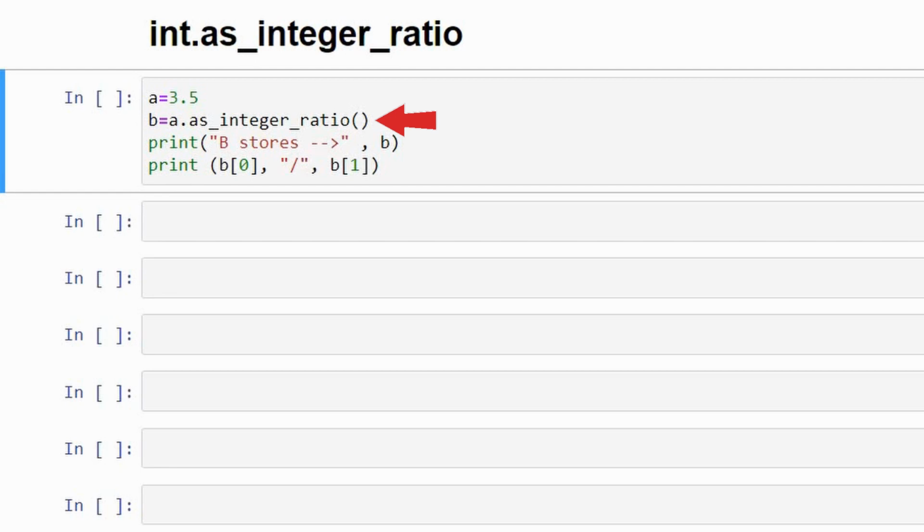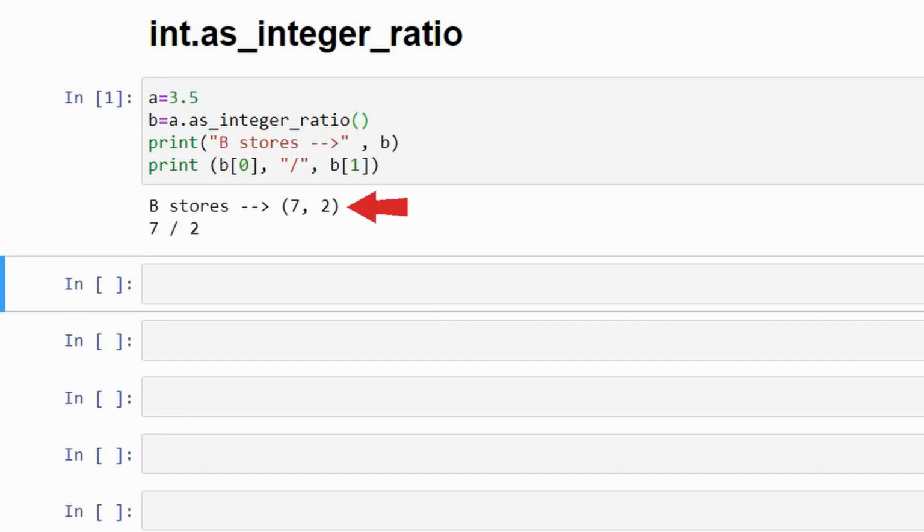as_integer_ratio is called on variable a, and see what exactly b displays. b returns the reduced fraction form of 3.5, which is 7 and 2. We can also separate them out by calling the 0th and the first index of the stored variable. Look how it displays 7 if we call b[0] and 2 when we call b[1].